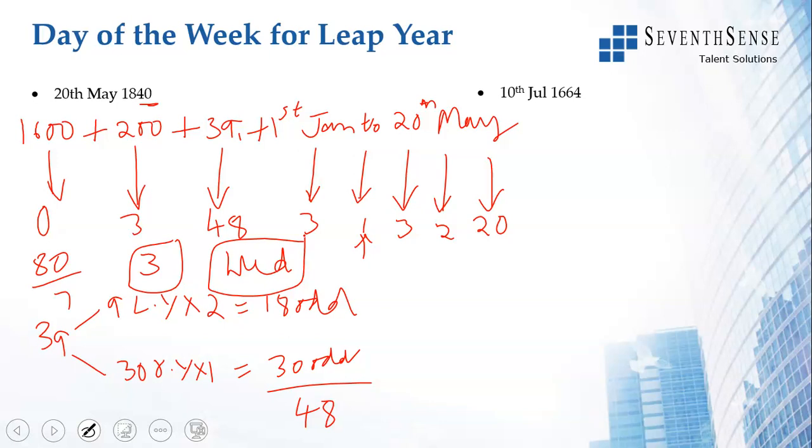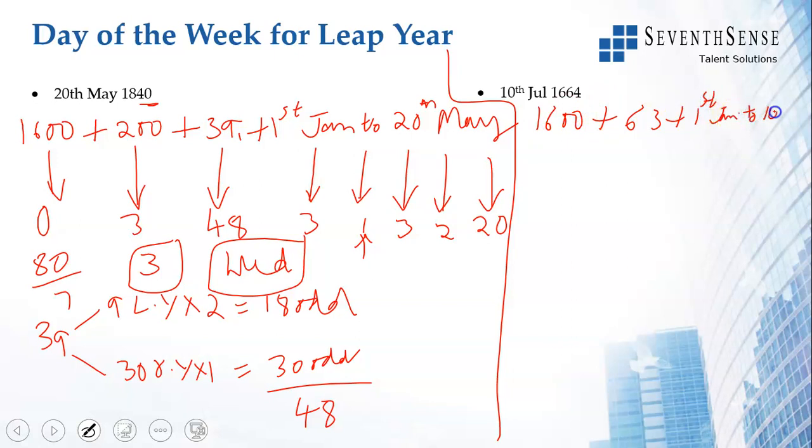10th July 1664. Okay, so let me just make some space here. That gives 1600 plus 63 plus 1st Jan to 10th July. 1600 gives me 0 odd days. 63, I split it as 15 leap years into 2 odd days is 30 odd days, and 48 ordinary years into 1 odd day is 48 odd days. So totally it is 78 odd days.